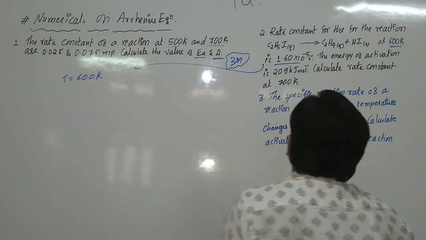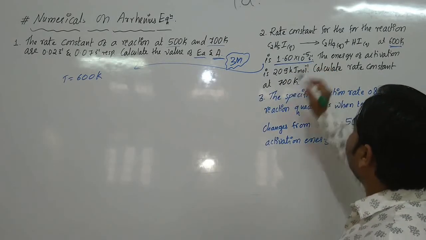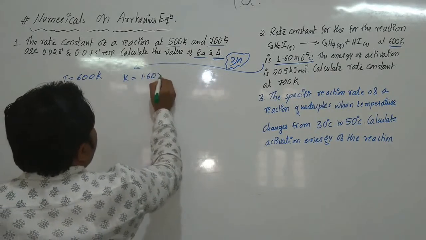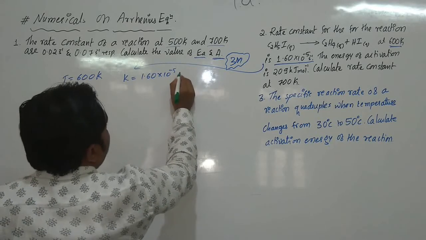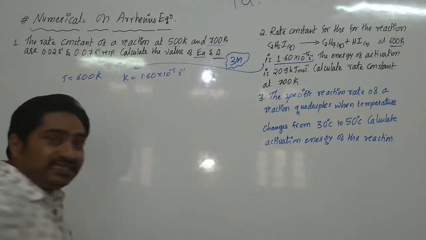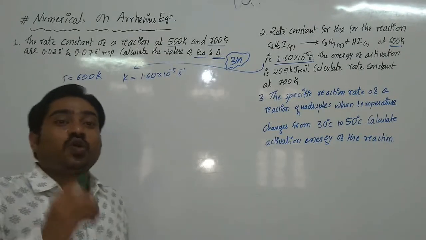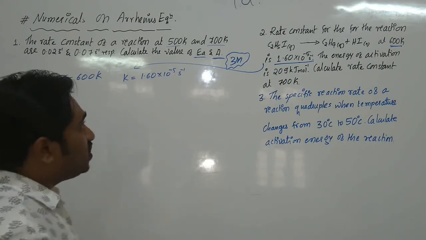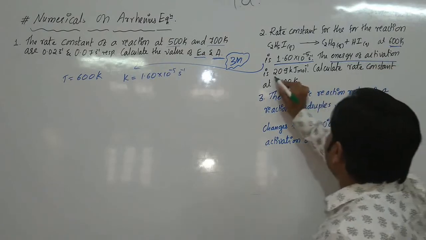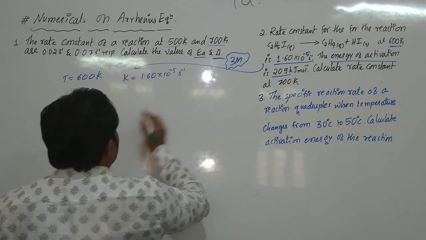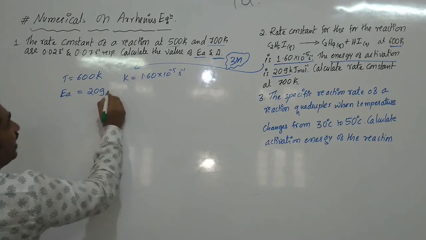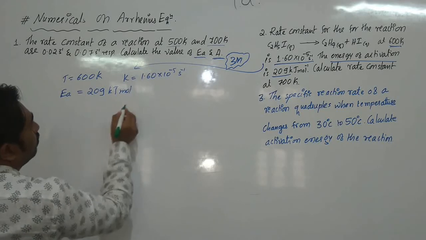A is 1.60 into 10 to the power minus 5 per second. This is the rate constant. K will be how much? K will be 1.60 into 10 to the power minus 5 per second. So what does the per second indicate? The per second indicates that the reaction is a first order reaction. And they have also given that the activation energy is 209 kilojoules per mole.